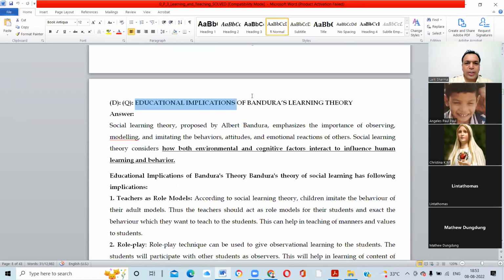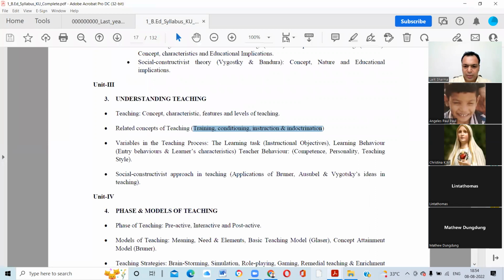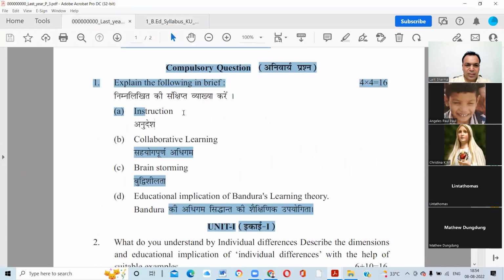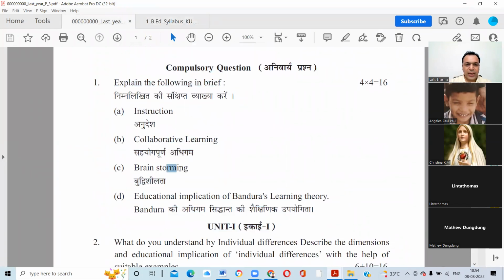The last one is the educational implications of Bandura's theory of learning. You can see in the question paper. This is the question paper. Instructions we are done, collaborative done, brainstorming done, and D is the educational implications of Bandura's learning, right guys?